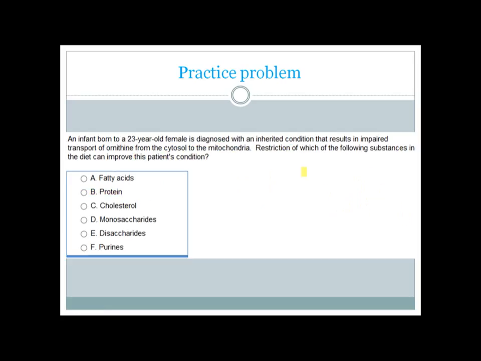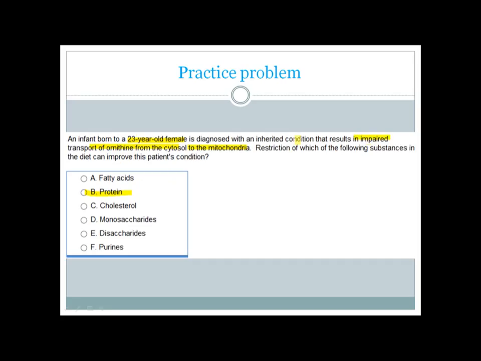Let's go to the next problem. An infant born to a 23-year-old female is diagnosed with an inherited condition that results in impaired transport of ornithine from the cytosol to the mitochondria. Restriction of which of the following substances in the diet can improve this patient's condition? The answer is protein. Why so?